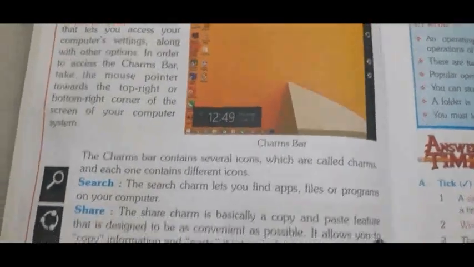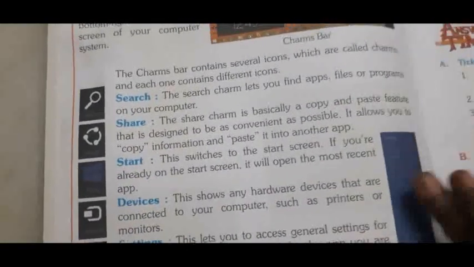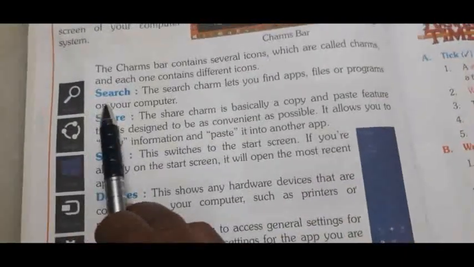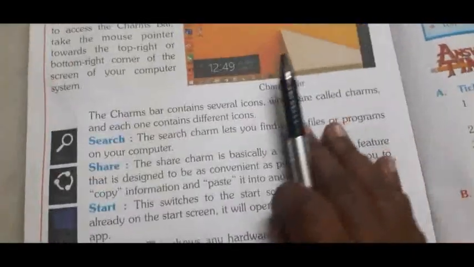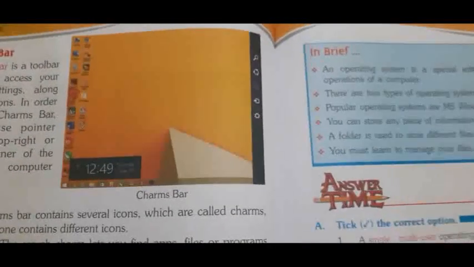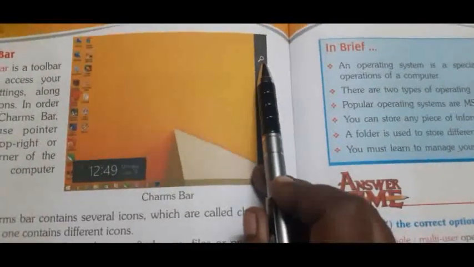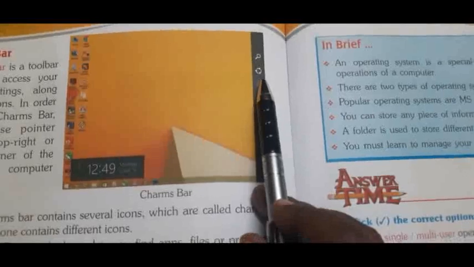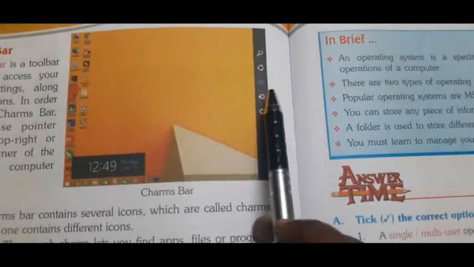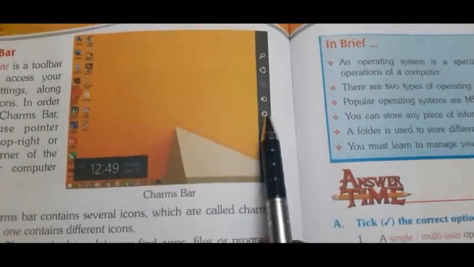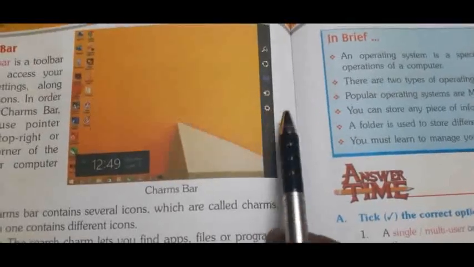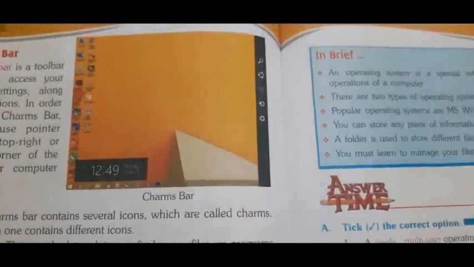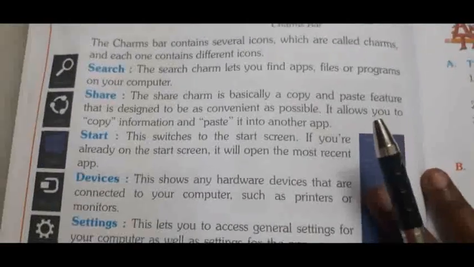What options are there? See here, I will explain. This is the search option. This is the share option. This is the start option. And this is the devices option. This is the settings option. How they work, now we will see.